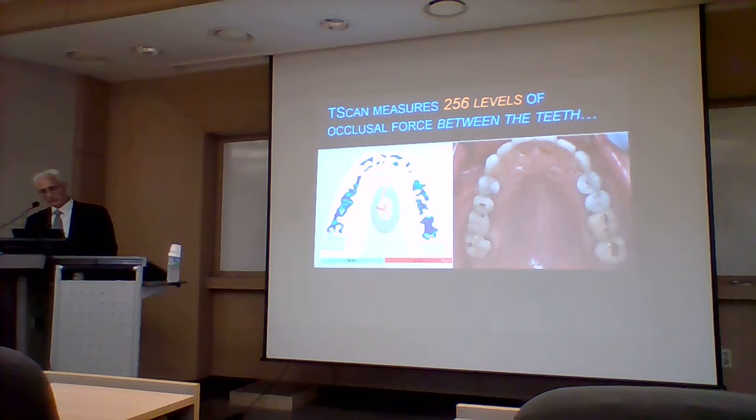So in this scan, there are two very high forces, one at the distal of the 2.7 and one at the distal of the 1.7. But if you look at the carbon paper marks, you see a large mark here, but you don't see a large mark here. And that's because the marks don't measure force. They just measure contact size.